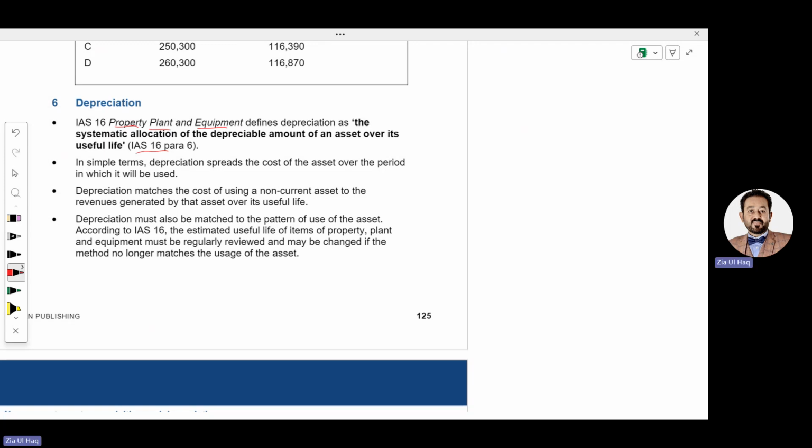This means that however many years the company is using the asset, getting benefit from the asset, it should be depreciated over that life. If the company is using it for 10 years, it should be depreciated over 10 years. If for 8 years, it should be depreciated for 8 years. What is depreciation? Depreciation is the systematic allocation of the depreciable amount of an asset over its useful life.